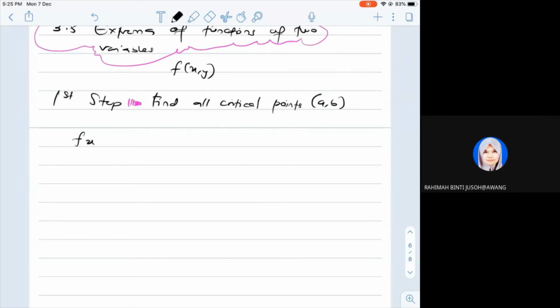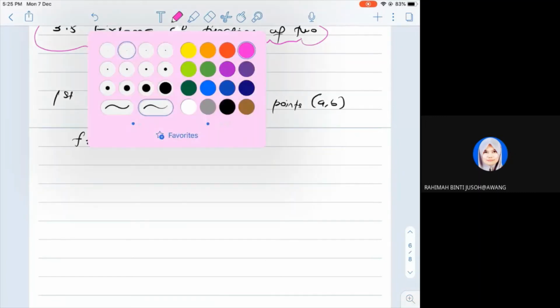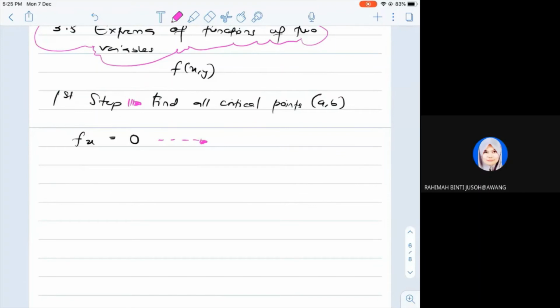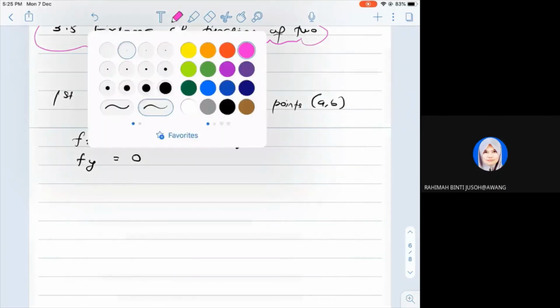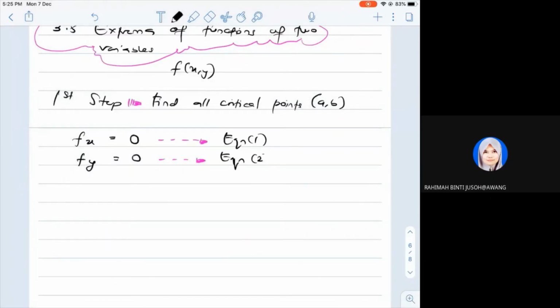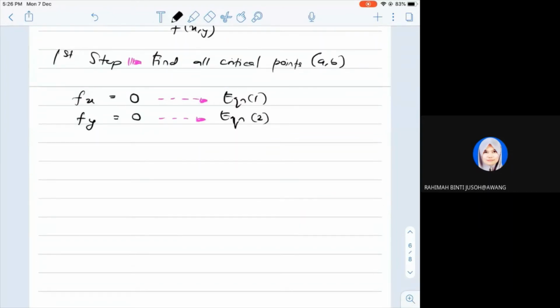So, how do we find the critical points? The first step is you need to differentiate your function with respect to x and then equate this with 0. When you equate this with 0, this is your first equation, equation number 1. Next, we need to differentiate our f with respect to y, and then again equate this with 0. So we will have the second equation, equation 2. So in order to find the critical points, we need to solve equation 1 and equation 2 simultaneously.